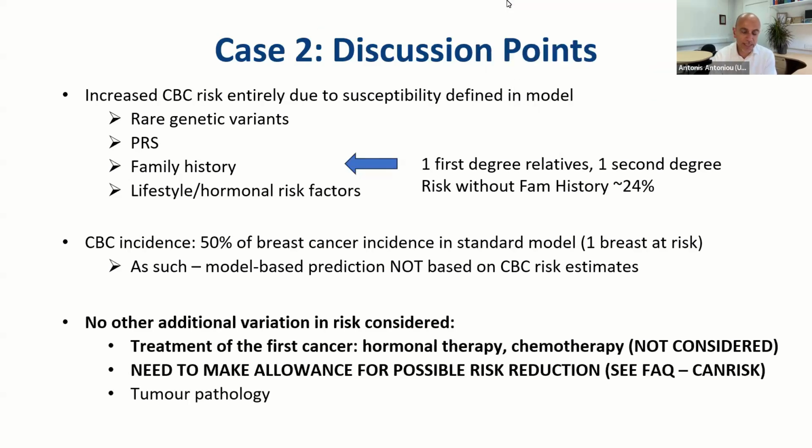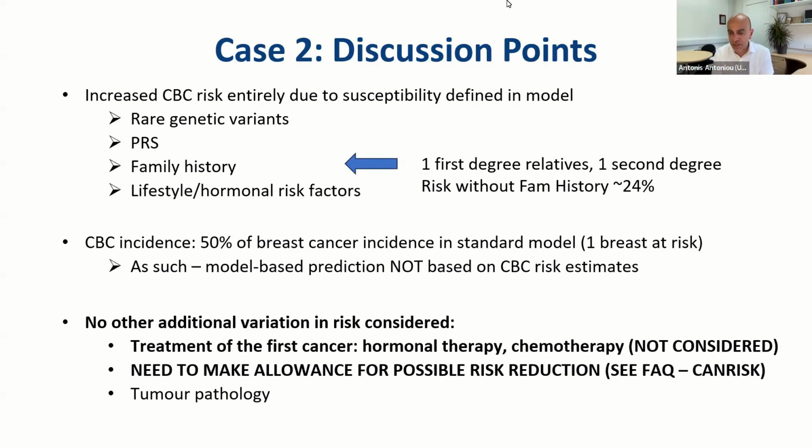The other most important issue to keep in mind here is that in CanRisk, we are not asking for information about treatment. I imagine in this case the patient may have received hormonal therapy, chemotherapy, and so on, but we are not considering this, and we know that those reduce the risk of contralateral breast cancer. So it is important to consider those estimates as an overestimate and make allowance for the possible risk reduction due to treatment.